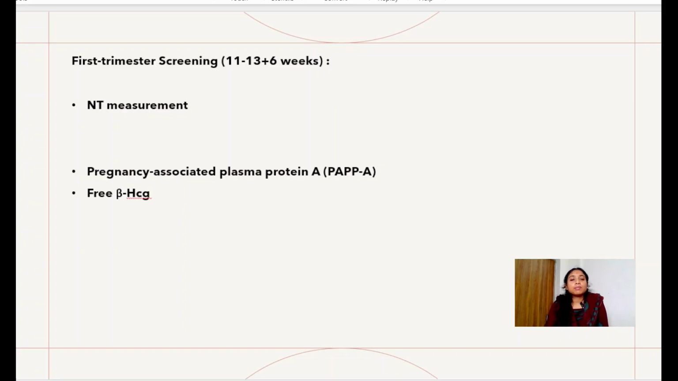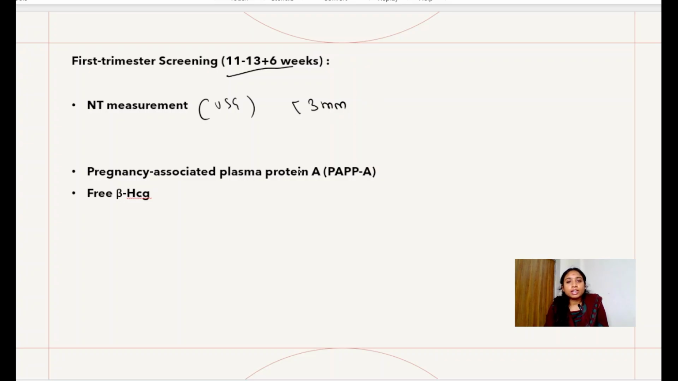The components of first trimester screening: first, NT measurement, Nuchal translucency measurement. Usually we do this by the USG method, at 11 weeks to 13 weeks plus 6 days. Normal value should be less than 3 mm. If it is more than 3.5 mm, we have to do this double marker test.